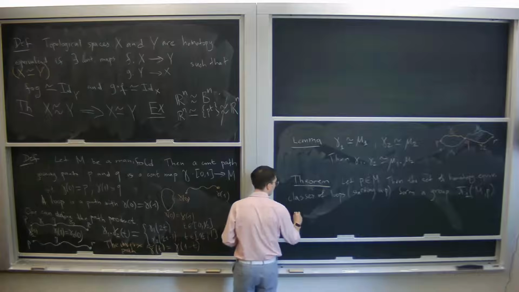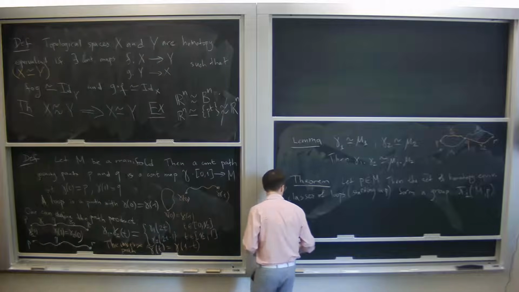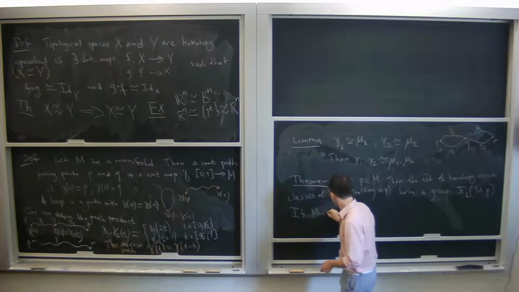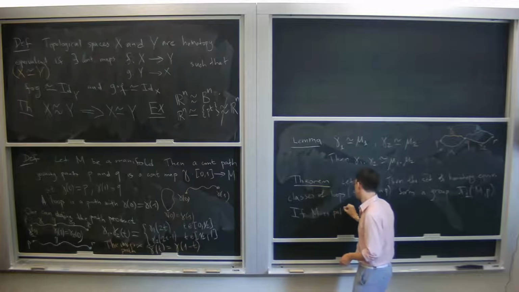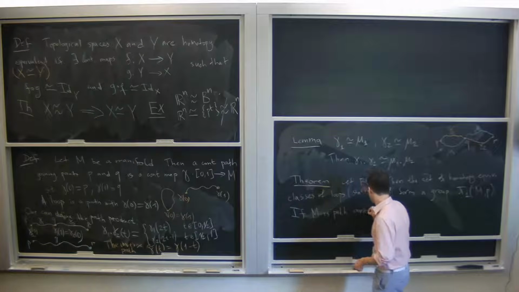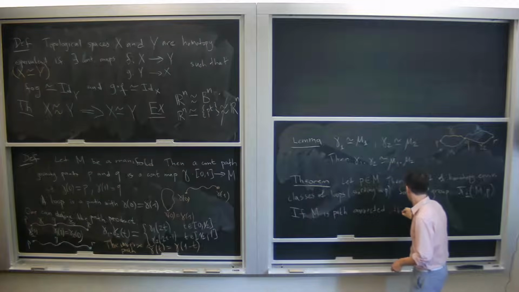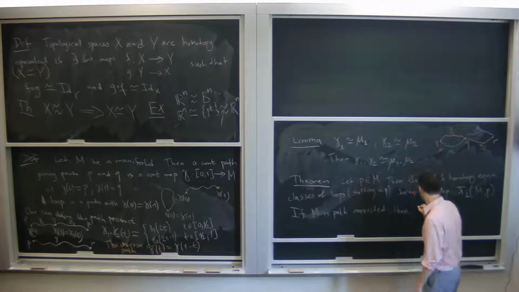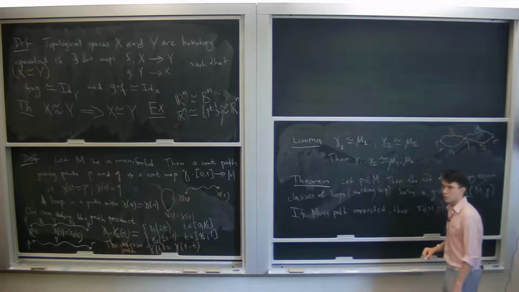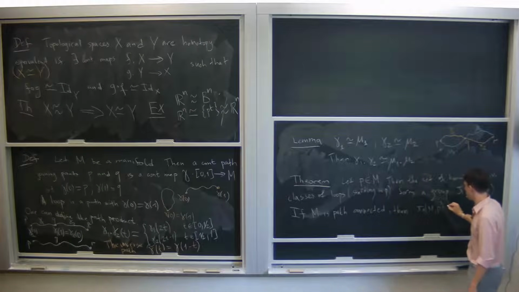In fact, if M is path connected, then pi 1 of M, P does not depend on P. So it is going to be isomorphic to pi 1 of M, Q for any Q, right?